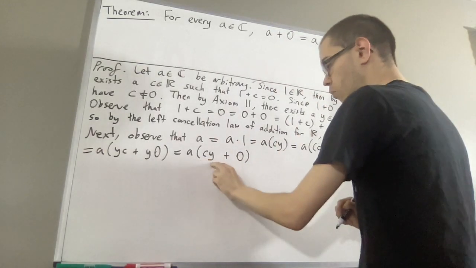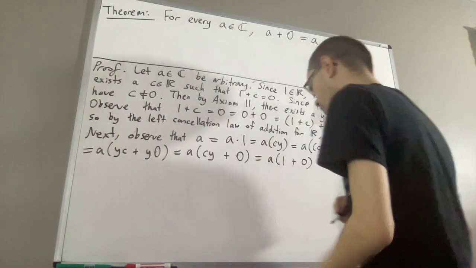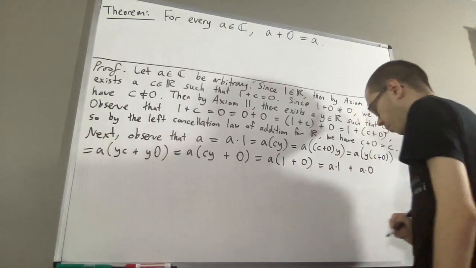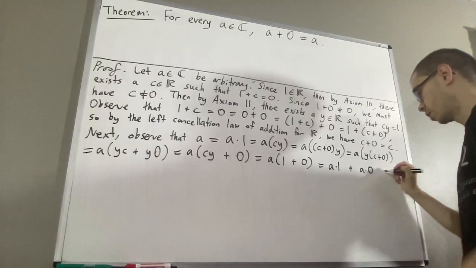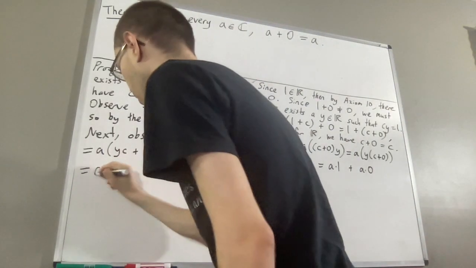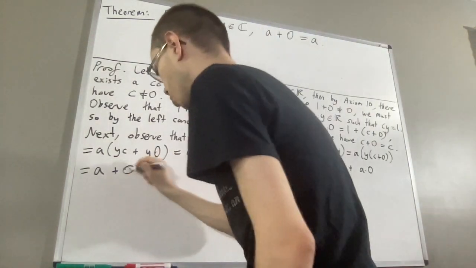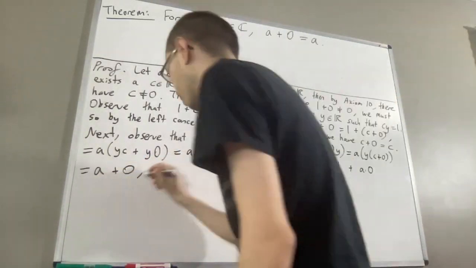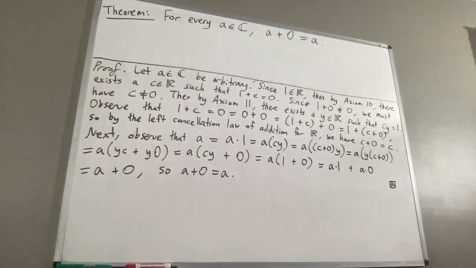Now, cy is equal to 1, right? That's what we have here. So then we distribute a across this parentheses. We get a times 1 plus a times 0. But we know for every complex number a, a times 1 is equal to a. So a times 1 is a. But we know that any complex number times 0 gives us 0, so a times 0 is 0. So we're left with a plus 0. So this chain of equalities shows a plus 0 is equal to a. And that's it. So this completes the proof. And so yeah, that's pretty much it for this video.